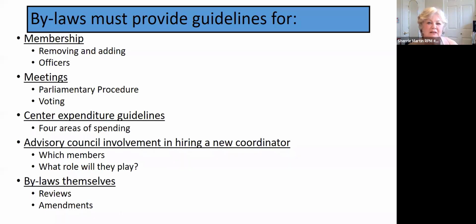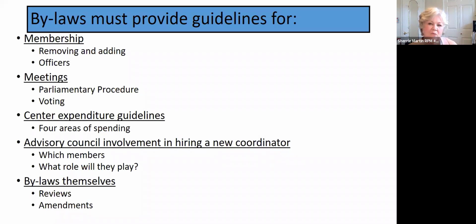You have to have provisions in your bylaws about meetings. How will your meetings be operated? How will they be run? Most centers usually say they go with Robert's Rules of Order, which is parliamentary procedure, but it can be complex or it can be casual. Most advisory councils operate in a more casual way with Robert's Rules of Order and that kind of procedure for a meeting.